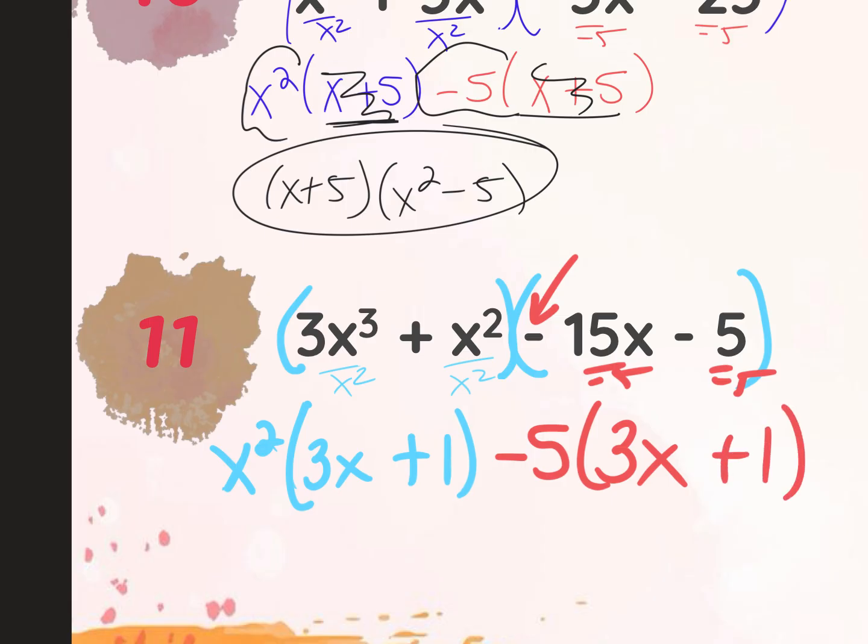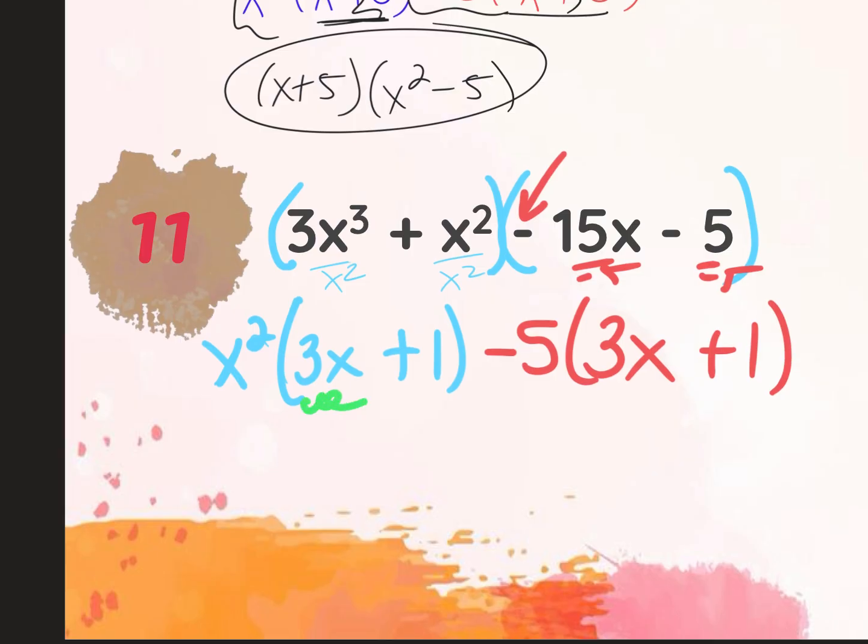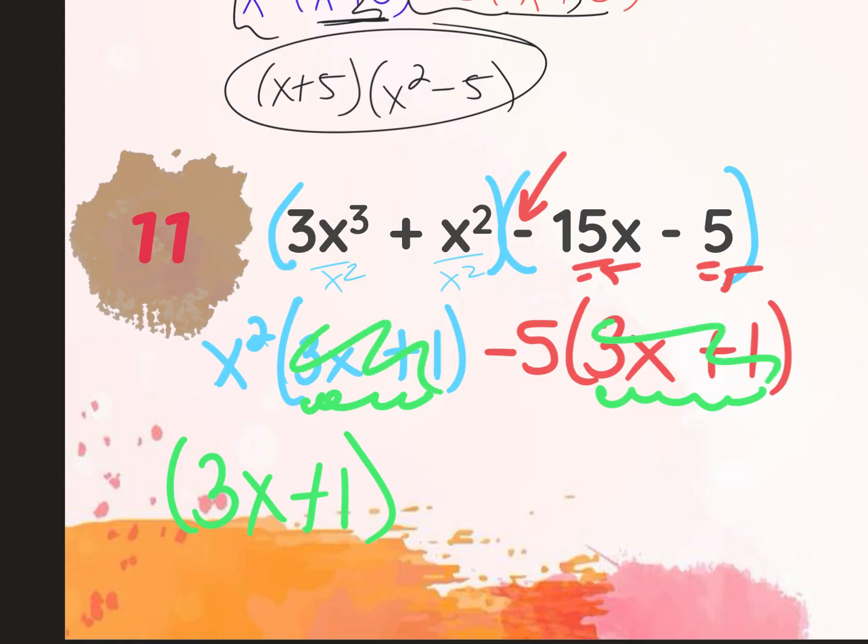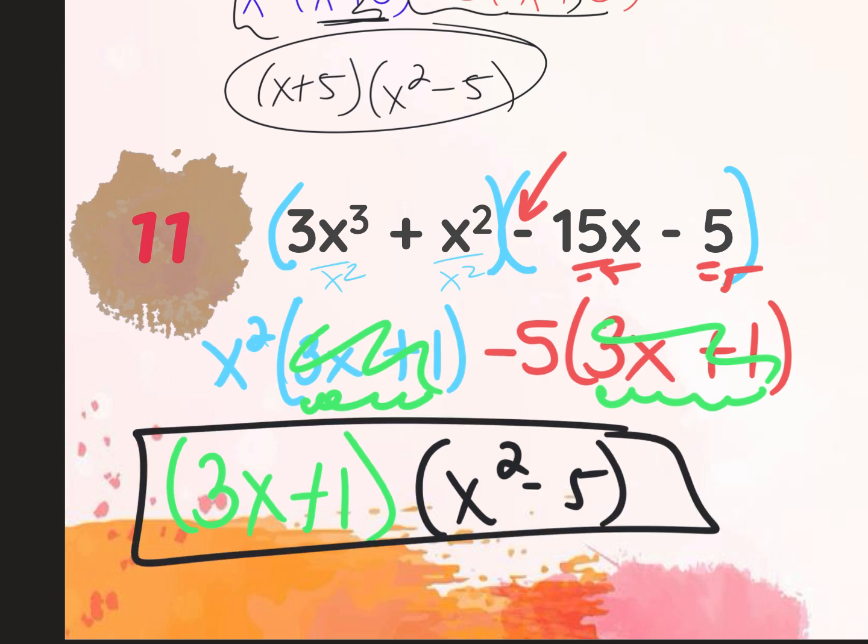What do we notice? Do I have the same parenthesis 2 times? Yeah, that's your new GCF. So write it out in front 1 time. And then what happens with my leftovers? They get their own parenthesis. And we ask ourselves, with what I have left over, difference of squares? No. Sum or difference of cubes? No. So you're done.